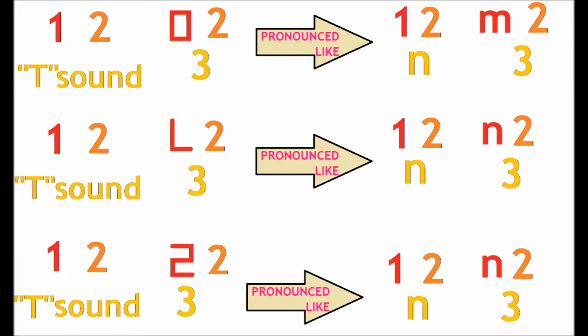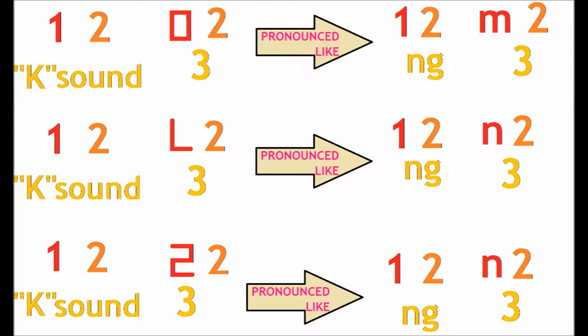Now let's learn what happens to the T sound. When it precedes an M, the T sound is pronounced as an N, and the M remains as an M. When the T sound is followed by an N, the T sound again turns into an N, and the N just remains pronounced as an N. Now, when the T sound precedes an RL, the T sound turns into an N sound once again, and the RL is pronounced as an N, just like what happened when it followed the P sound.